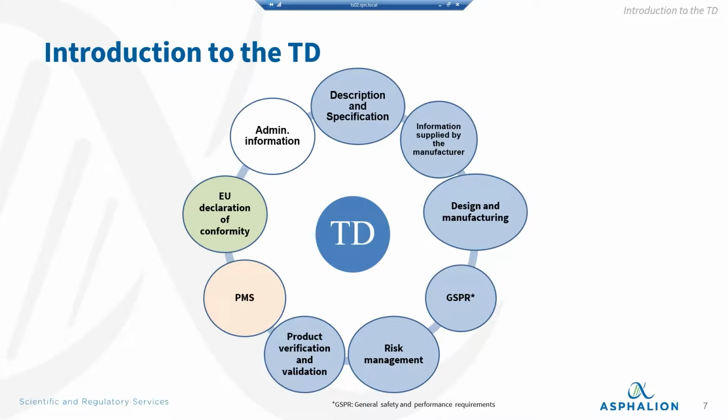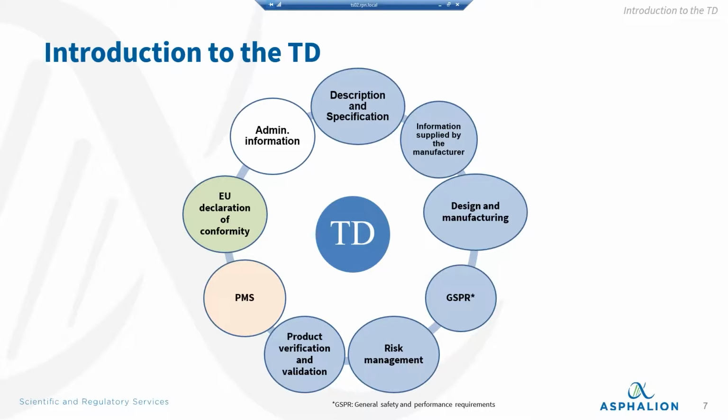and here you've got a color pattern. In blue, you can see the parts that are described by Annex 2 of the regulation. And then in orange, you can see the post-market surveillance, which is in Annex 3 of the regulation. So what should be included in the technical documentation? Obviously, the description and specification of the device, all the information supplied by the manufacturer, which includes the instructions for use or any labeling. That all has to be included there.